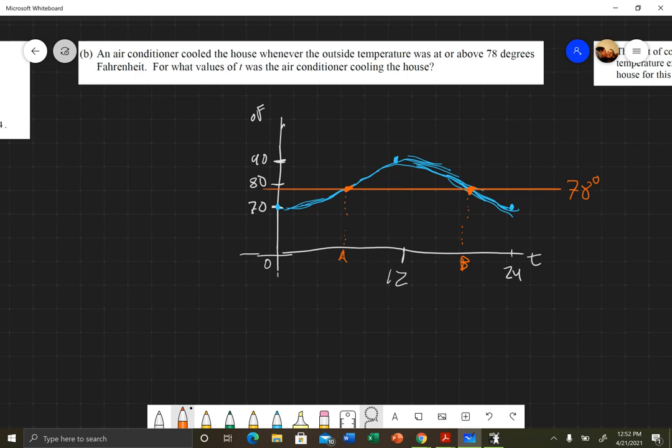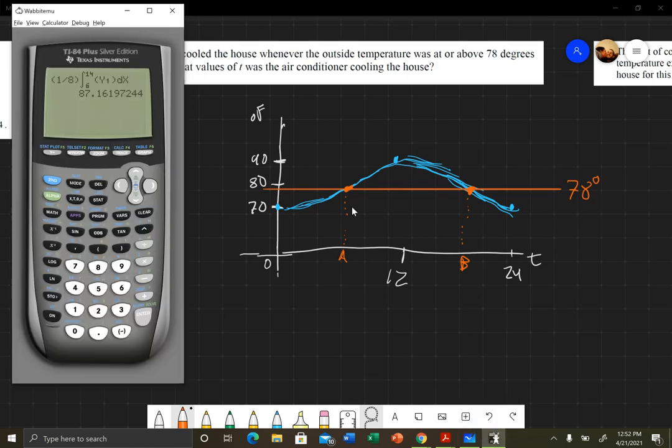Well, in this particular case, we can go back to our calculator and let the calculator do the heavy lifting for us. And so I'm going to go back to Y, and I'm going to go back to my graph, and I want to put in a different value. Okay, so I'm going to put in for Y2, I'm going to put in 78. Okay, so I'm going to create a graph, and I've got these two values.